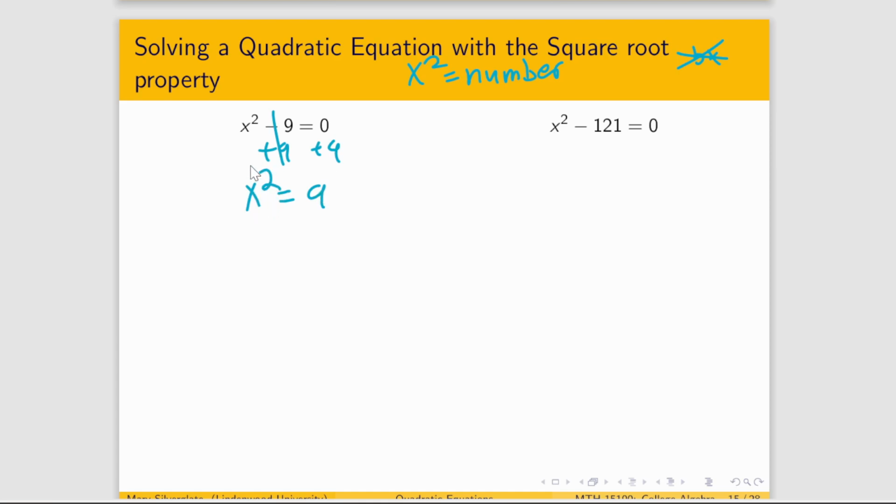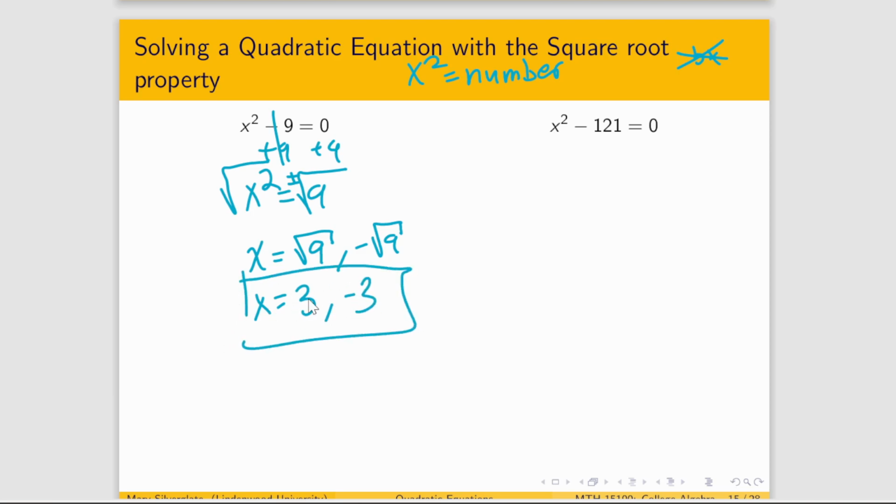Then the opposite of squaring is square rooting. And when I use that square root, I need to use plus or minus that square root, since a negative times a negative is also a positive. So I'm left with x is the positive square root of 9, or the negative square root of 9. And what is the square root of 9? That would be 3. So x is equal to plus or minus 3. And that's exactly the same answer that we found whenever we formally factored it.